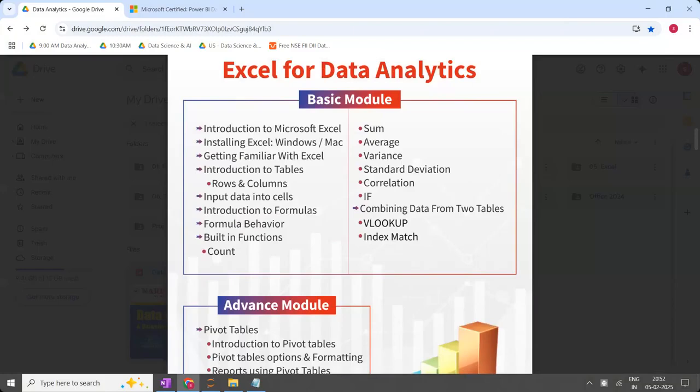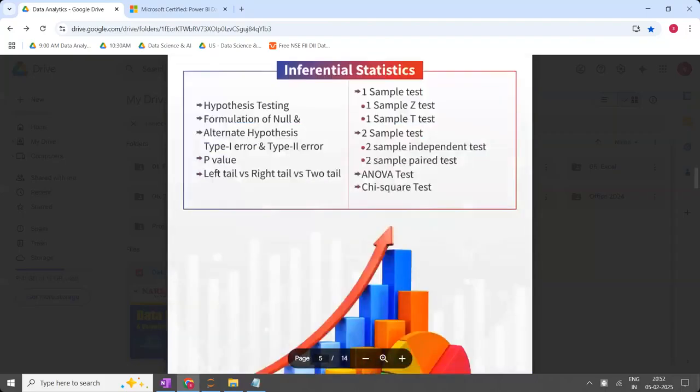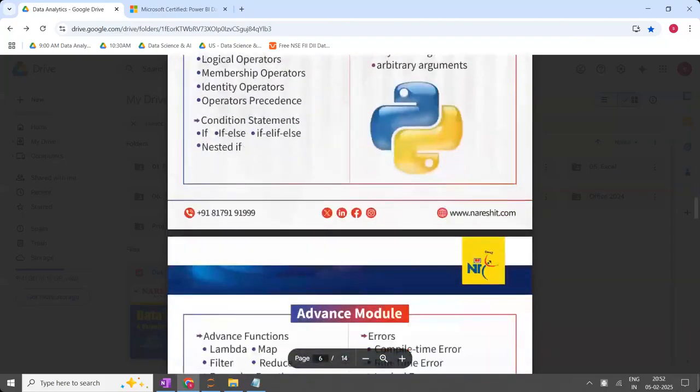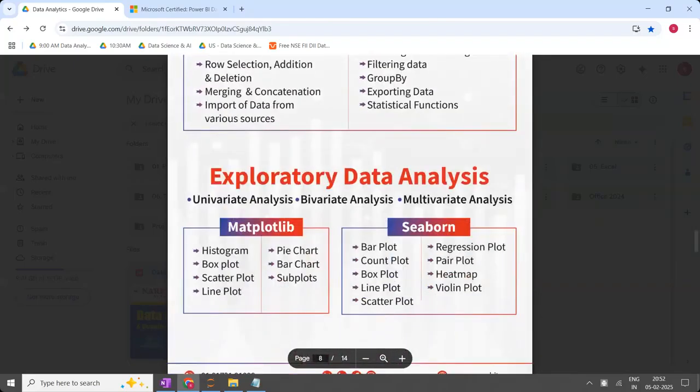In that, I'm going to upload this PDF, and along with it the notepad, whatever I'm typing in front of you, everything will be shared with you. So you can access everything and go through what is covered within statistics and what topics are covered within Python. Go through everything, and only if you are okay, take the course.